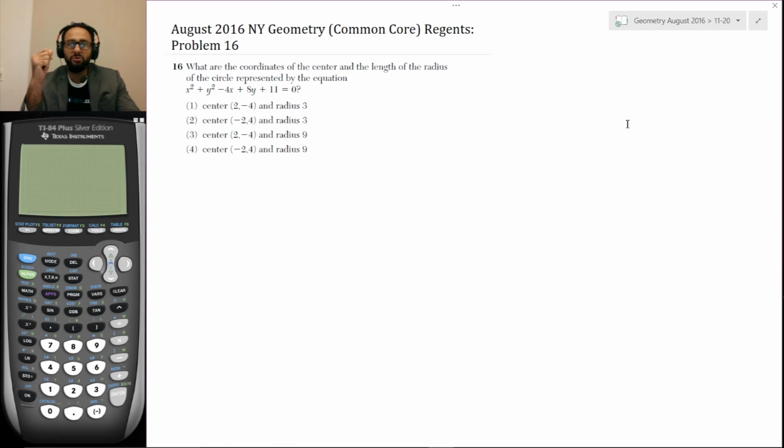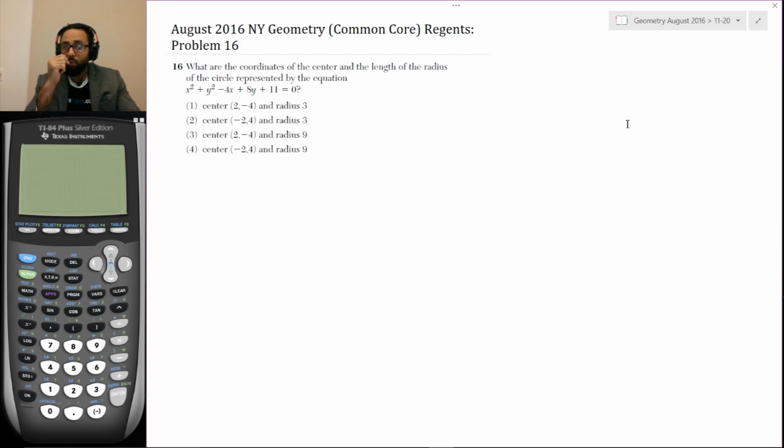Today we're working on the New York 2016 Geometry Common Core Regents, problem number 16. If you want to access these exams, go to nysedregents.org, click on the appropriate tabs, and all the tests are freely available to you.